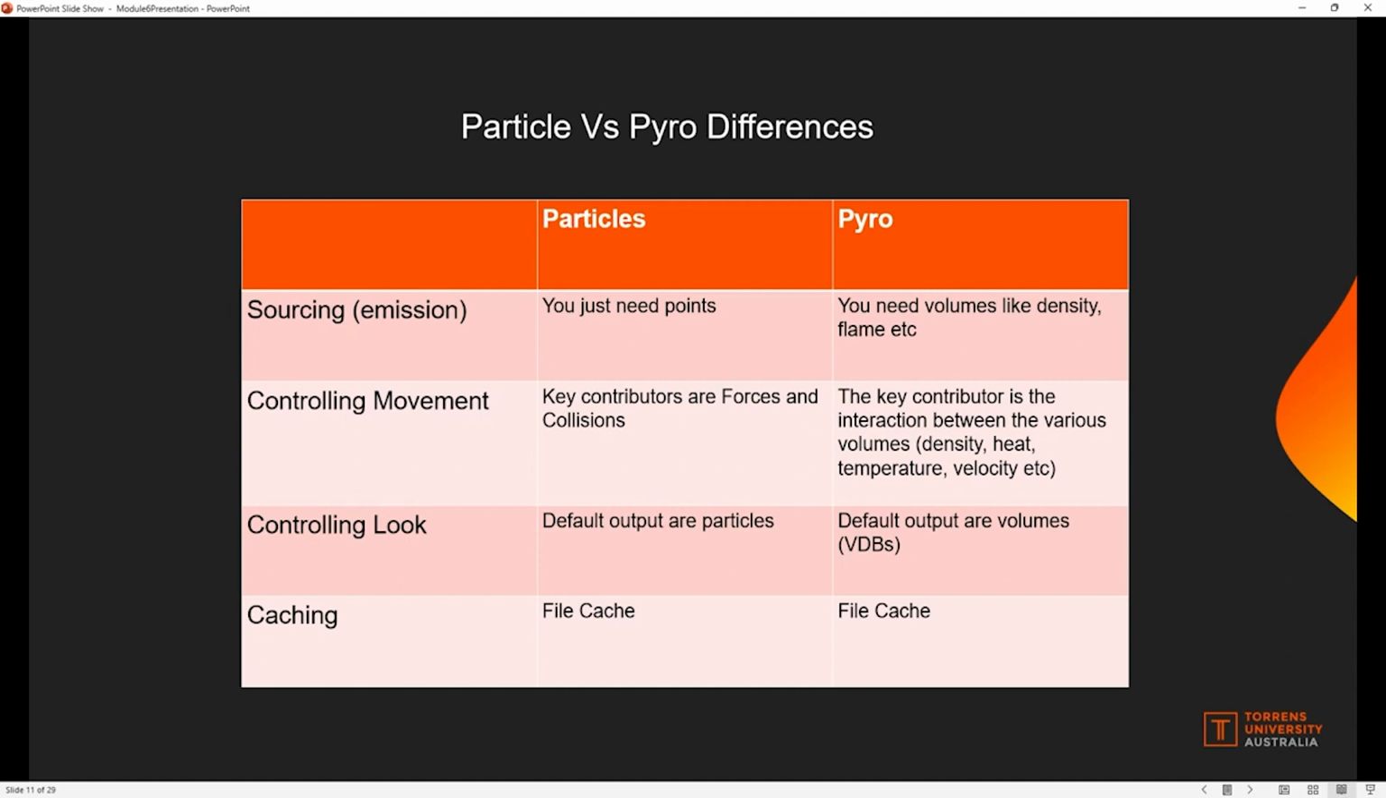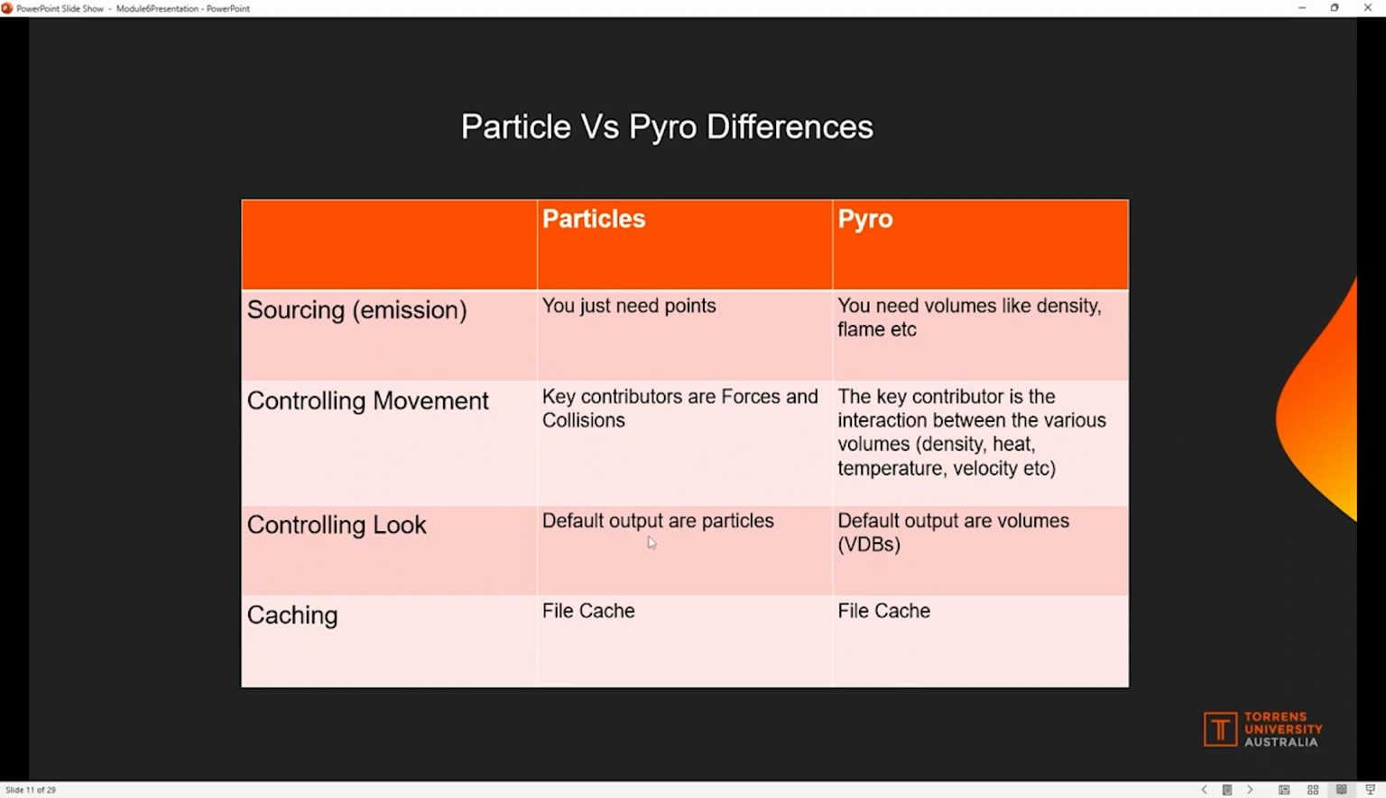You're emitting different properties, different components for your simulation. So all of that will interact with one another. Now, for controlling movement, the difference with particles is we primarily control it using forces and collisions. But as I mentioned, with pyro, it's really the interaction between the different properties like heat, temperature, velocity, density. That's the key contributor for creating that nice fire effect or that nice smoke effect. Sounds complicated, but I'm just laying this out so everything we do will make sense.